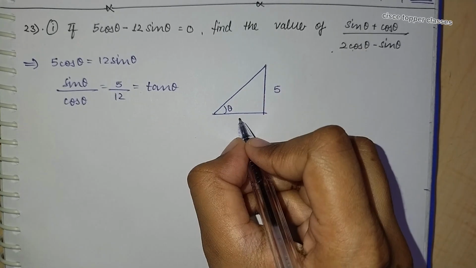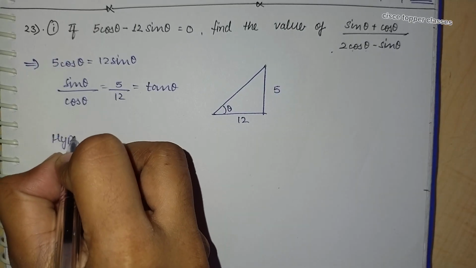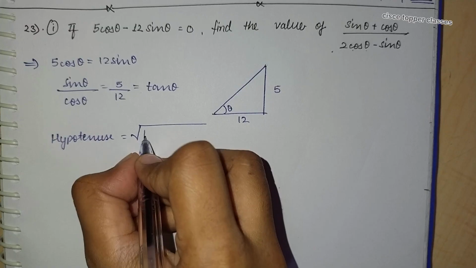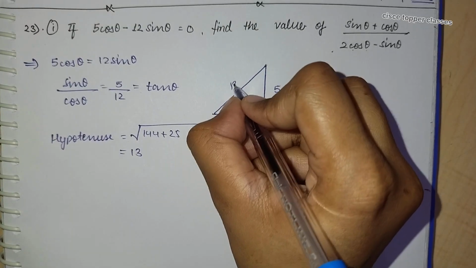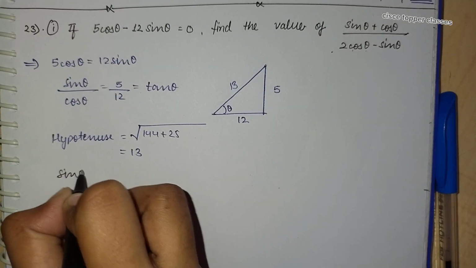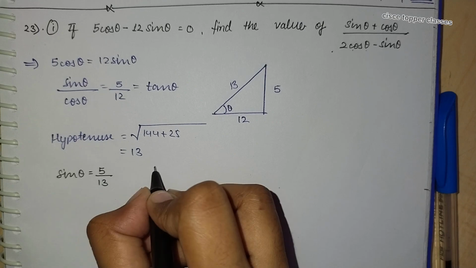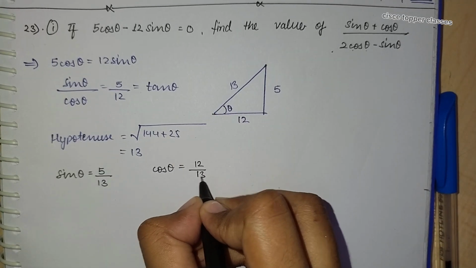So 5 is the perpendicular and 12 is the base. From that, by Pythagoras theorem, we can write the hypotenuse as under root 144 plus 25. So this will be 13 here, which means the hypotenuse is 13. From here, sin theta will be perpendicular upon hypotenuse, 5 by 13, and cos theta will be base by hypotenuse, 12 by 13.